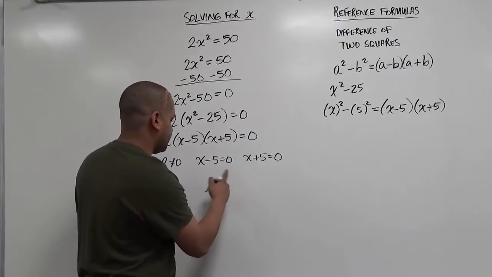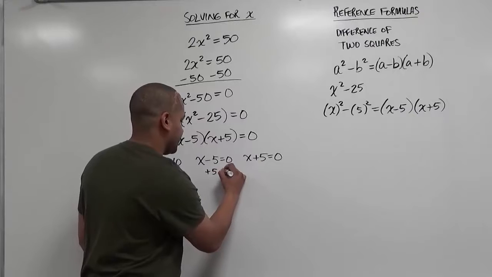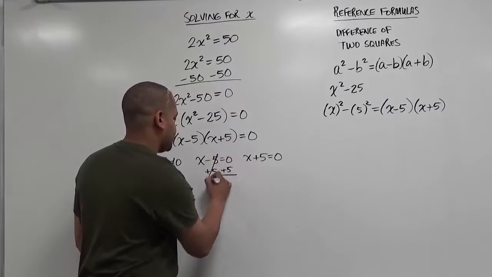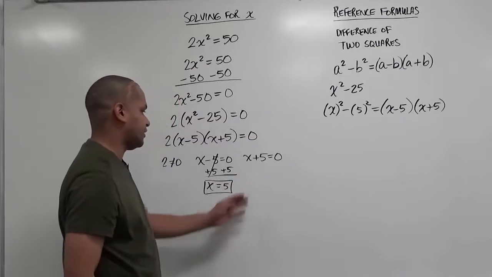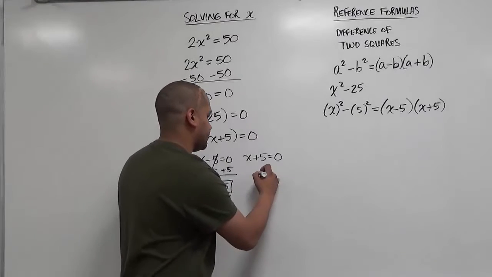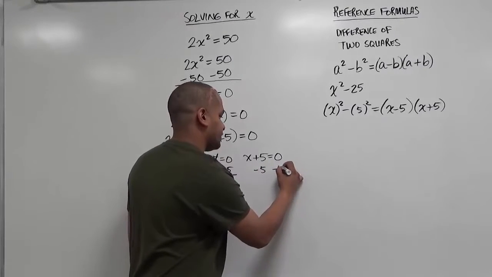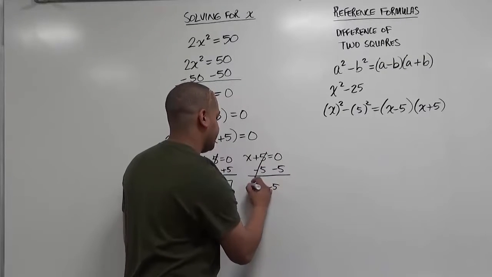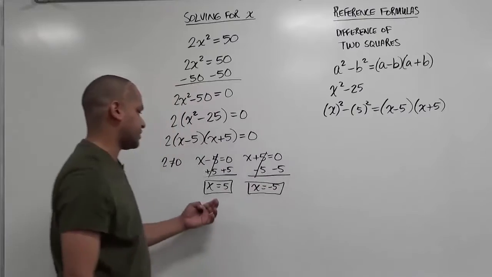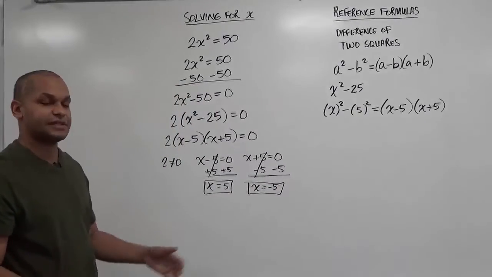We're just going to move over the 5 by adding it to both sides. These two cancel out and we have x equals positive 5. And on this one we're going to have x plus 5 equals 0, so we're going to subtract 5 from both sides. These cancel out and we're left with x equals negative 5. And here we have our two solutions to the problem. x is positive 5 and x is negative 5.